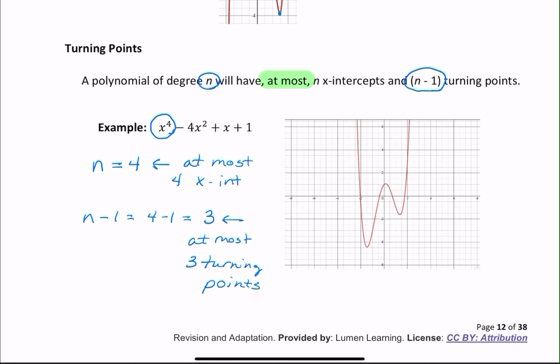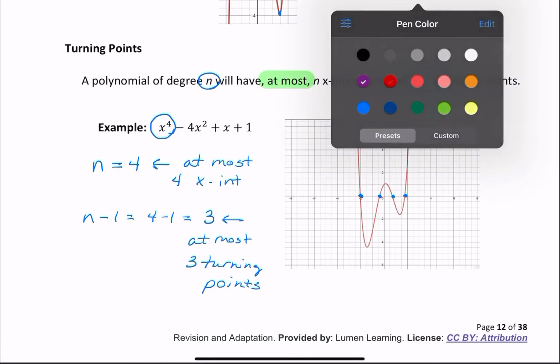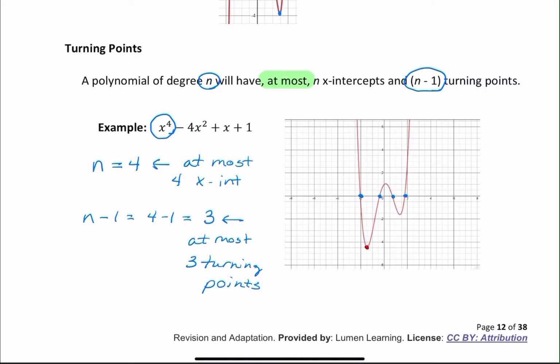So if you look at the graph of this, I do have 1, 2, 3, 4 x-intercepts, and then I've got 1, 2, 3 turning points. So that's the most it can have. Now it doesn't have to have 4 and 3. It could have less, but this polynomial does have 4 x-intercepts and 3 turning points.